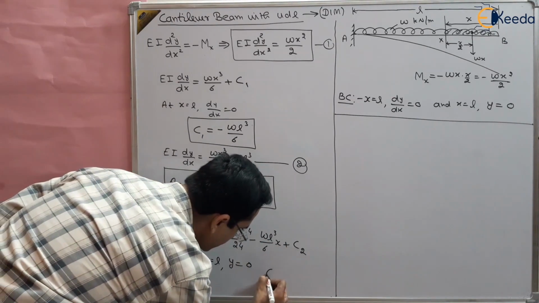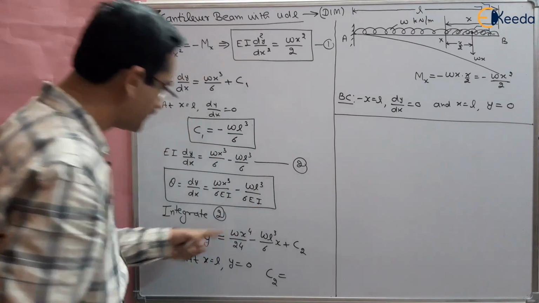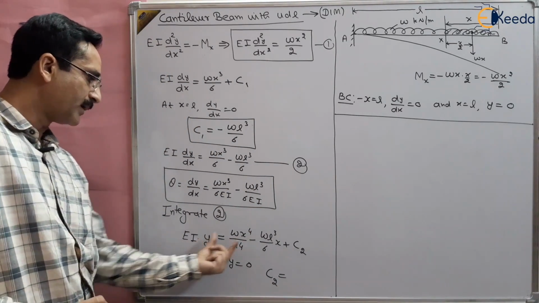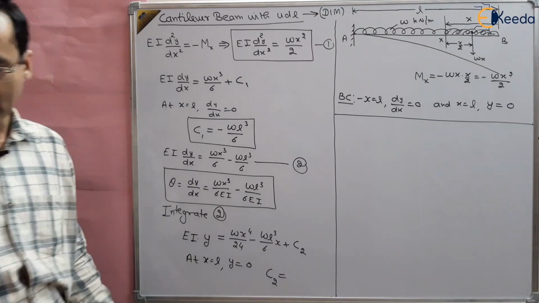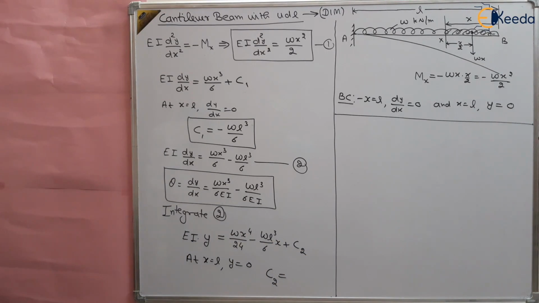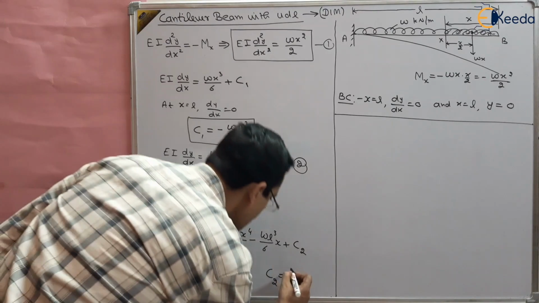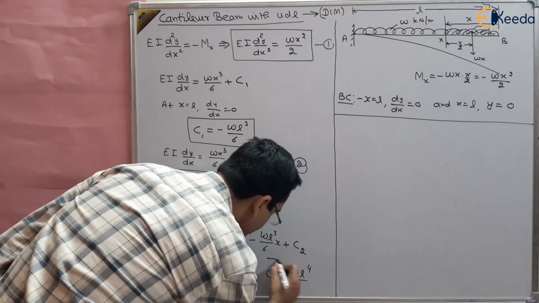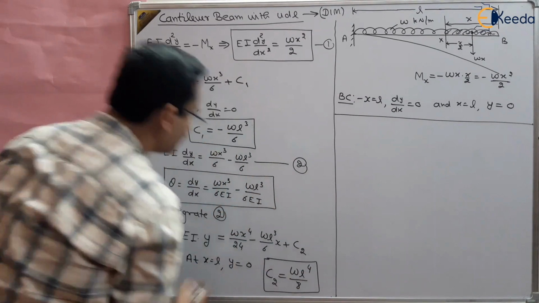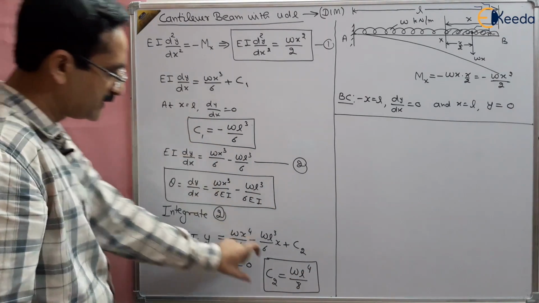So what is the value of C2? By putting this boundary condition, put y is equal to 0 here, x is equal to L here, and find out the value of C2. So C2 can be obtained as WL to the power 4 by 8. This is C2, this is another constant. So C1 was this, C2 is this.